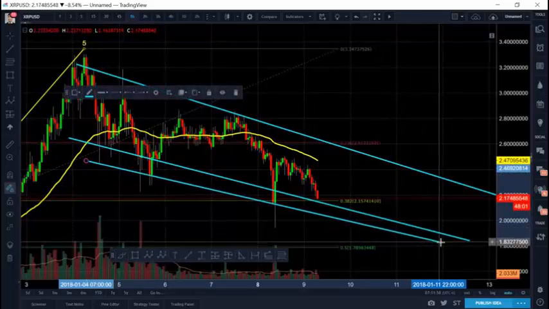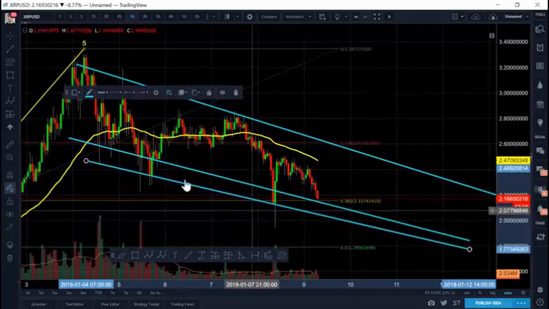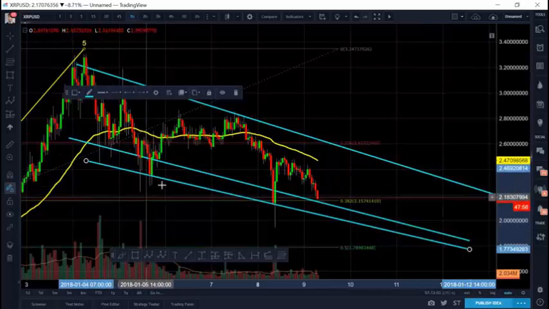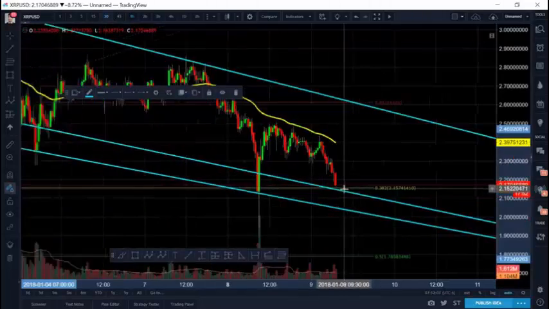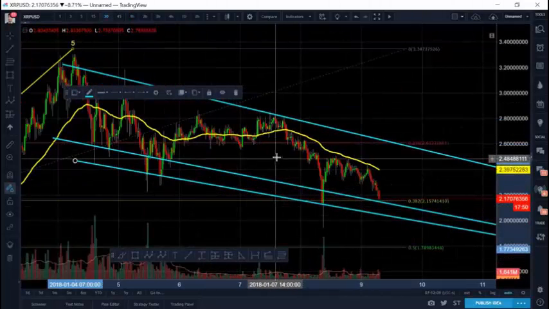On a lower one here. So we see kind of like a lower channel, right? And here we see the wick poking out of it. So let's see what we see on a 1 hour chart. On a 1 hour chart, it looks really good.